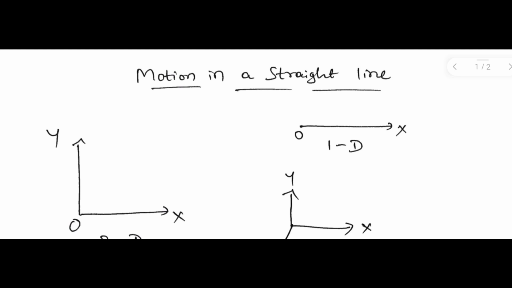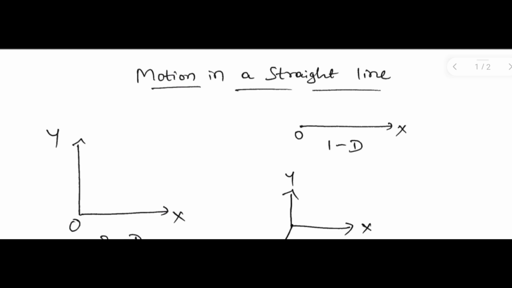During the motion of a body, we observe many physical quantities related to the motion of a body. Those are known as distance, displacement, speed, velocity, force, momentum. Like that, we observe so many physical quantities during the motion of a body, particle or object.